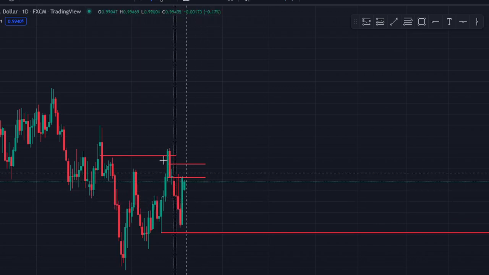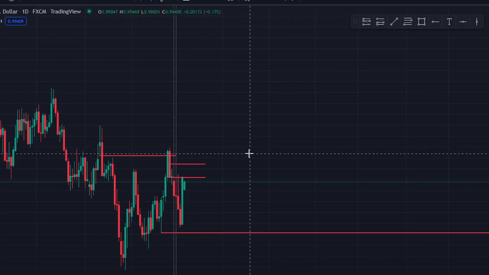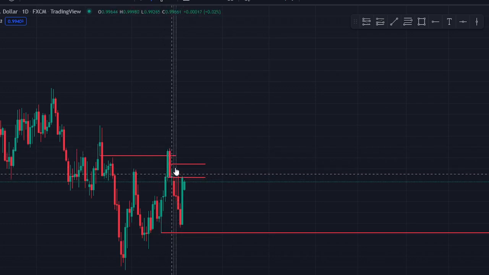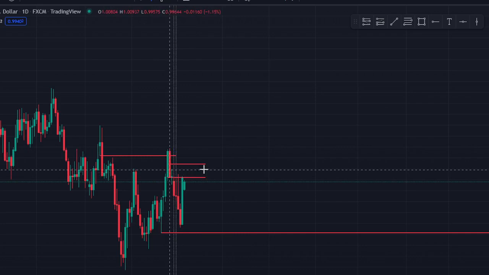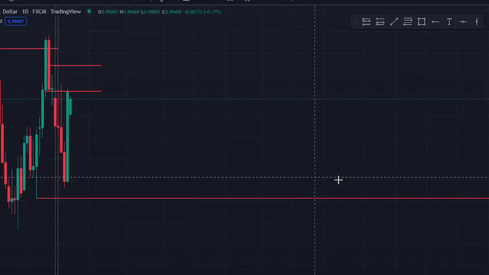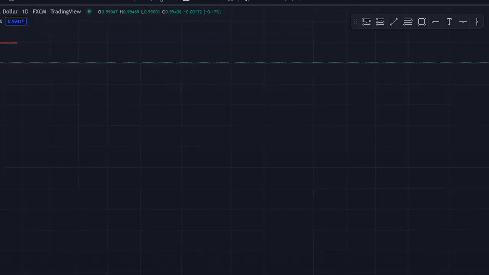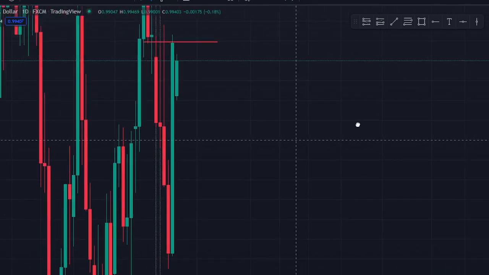So I'm not sure if they actually want to take out this high right now, or if price is going to actually react from this bearish order block. So that gives us something to actually look forward to this week.